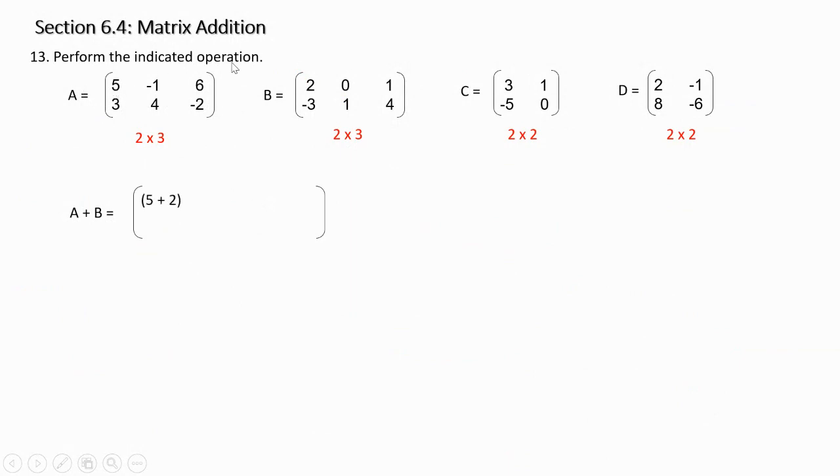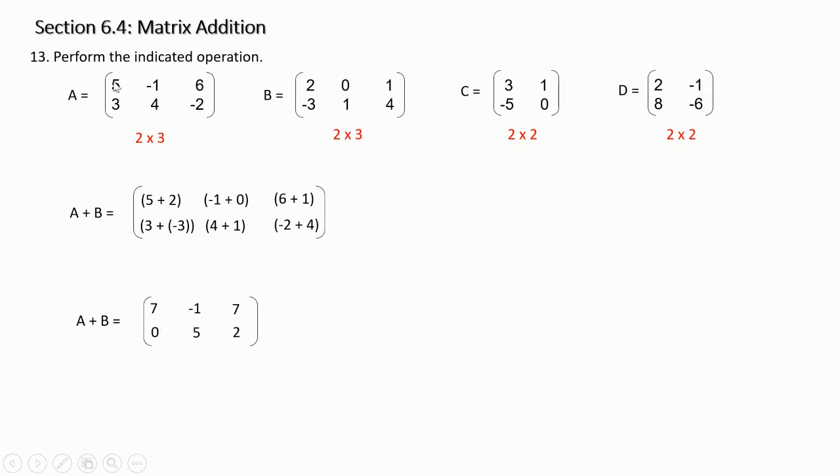So it's going to be the same thing as 5 plus 2, -1 plus 0, 6 plus 1, and 3 plus -3, and 4 plus 1, -2 plus 4. Right, so this becomes 7, -1, 7, 0, 5, and 2. That's my result of A plus B.